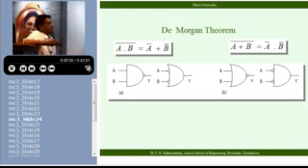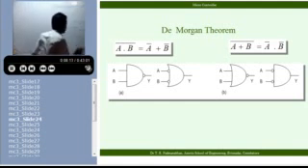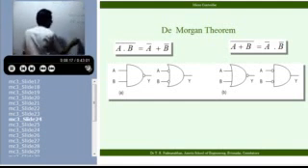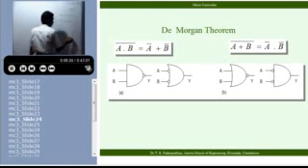An OR function with a bubble at the output side is equivalent to an AND function with bubbles at the input side. And the other one is equivalent to this.